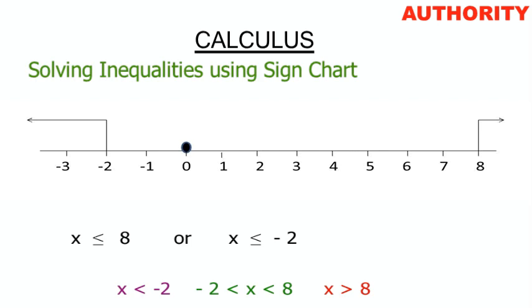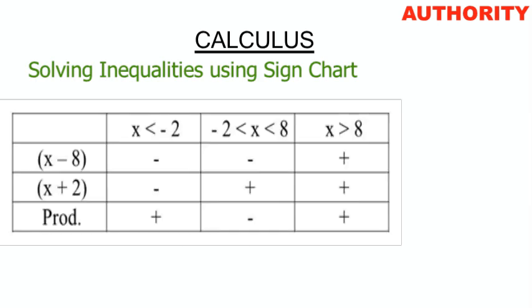Good. Now draw a table that is 4 by 4. Table 4 by 4, okay? So in the first row, we're going to replace it with the range of the values. The range of the values include x less than minus 2, then minus 2 less than x less than 8, and then x greater than 8. Okay? Good.